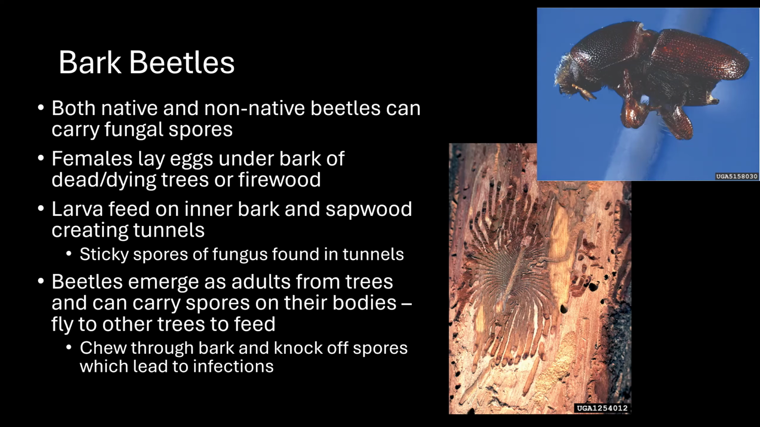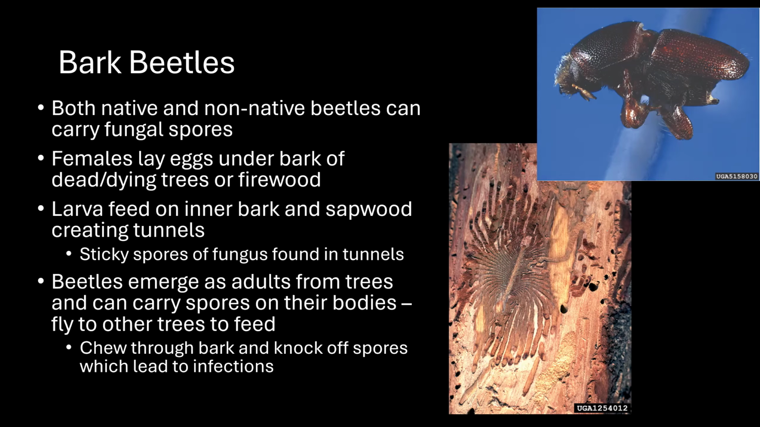So it's a problem. Not only is it a problem with the larvae tunneling through the trees, but once those larvae emerge from the trees as adults, they can still be carrying the spores on their bodies. And at this point, they're mobile and they can fly to other trees to feed. So that's where you get both parts of their life cycle, where both the larva and the adult beetle itself can transfer the fungus.